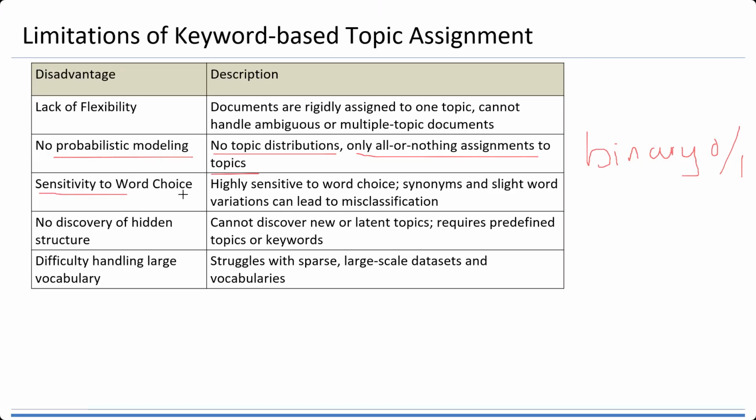And it is sensitive to the word choice. If you want to choose the topic, then you need to predefine the words. The predefinition is very challenging because sometimes the word does not appear as you want. For example, synonyms and slight word variations can lead to misclassification.